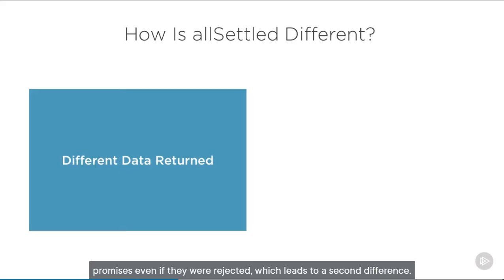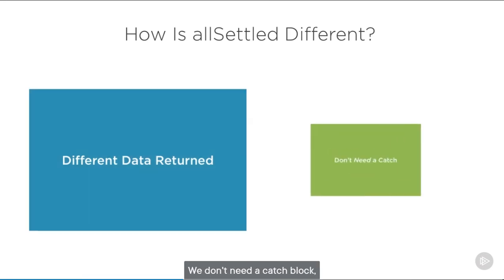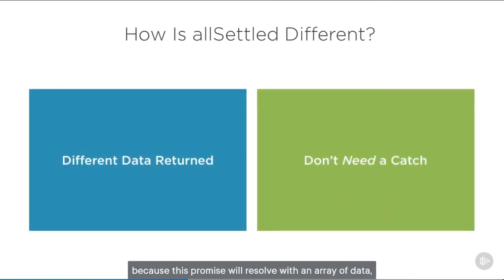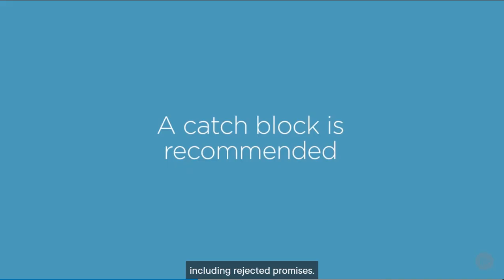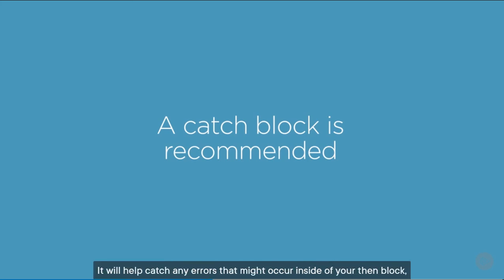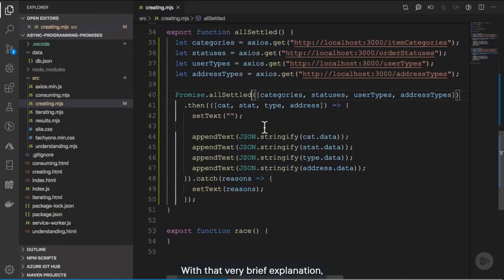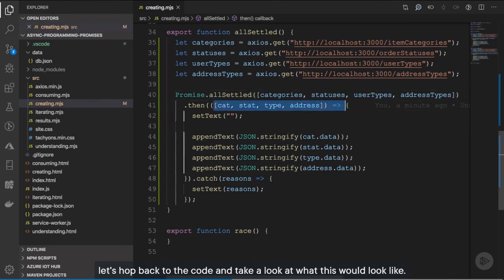Which leads to a second difference. We don't need a catch block because this promise will resolve with an array of data, including rejected promises. Even though a catch block is not specifically needed, it's still a good practice to include. It will help catch any errors that might occur inside of your then block, for example. With that very brief explanation, let's hop back to the code and take a look at what this would look like.